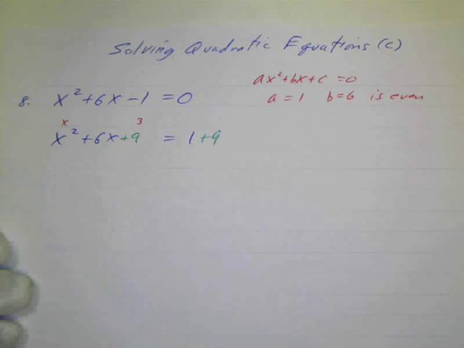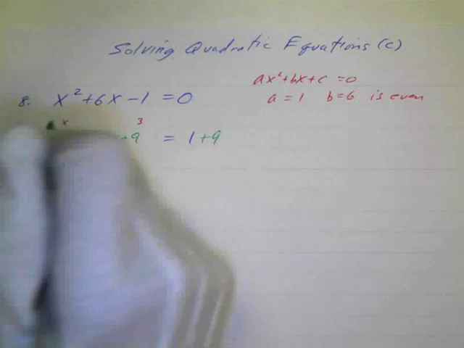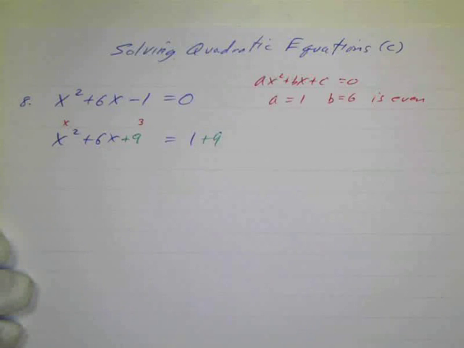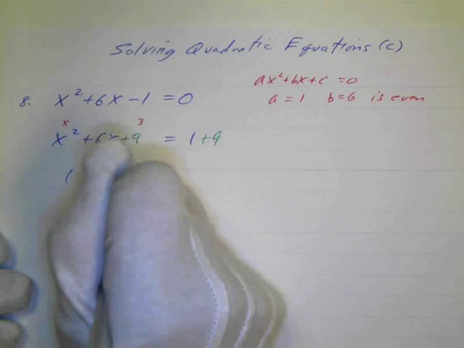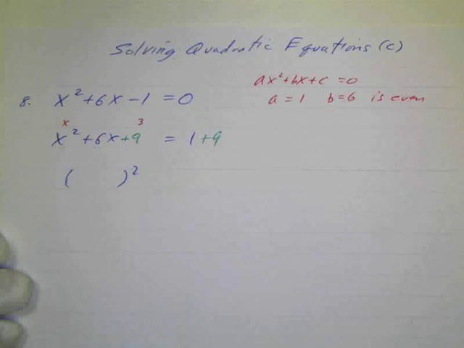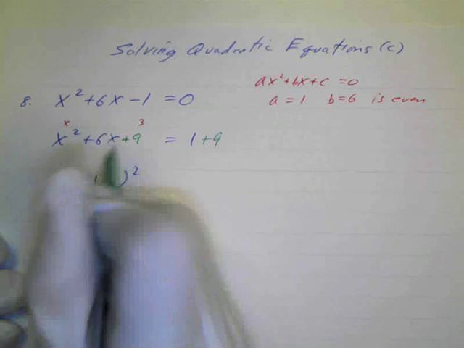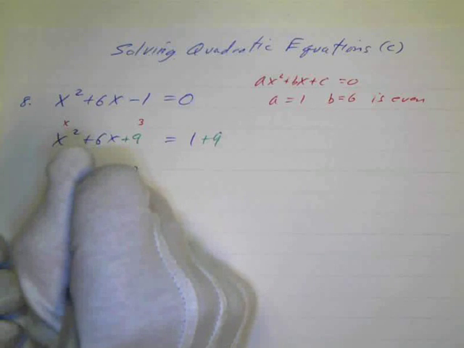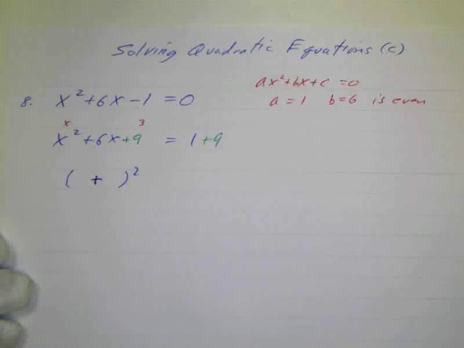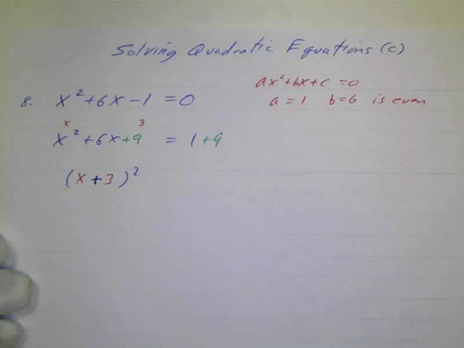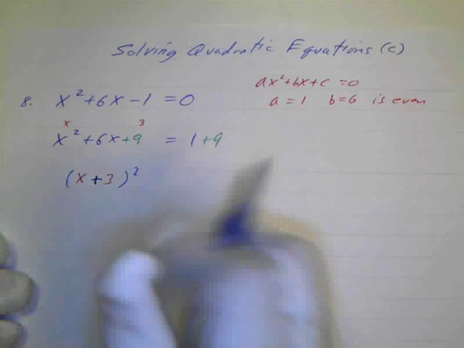Now we know from our factoring, this is factoring method 3 in our factoring videos. I think it's in video 2, but it's factoring method 3. This is a trinomial square, or a perfect square trinomial, and it's going to factor to be a binomial squared. This sign goes here, and these numbers go in here. So it's going to be x and 3, and that's going to equal 1 plus 9, which is 10.